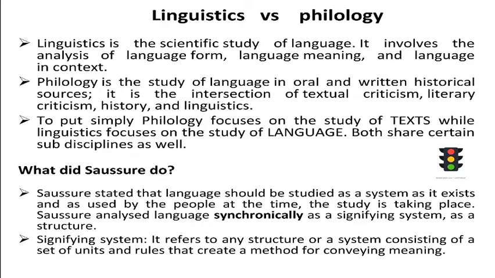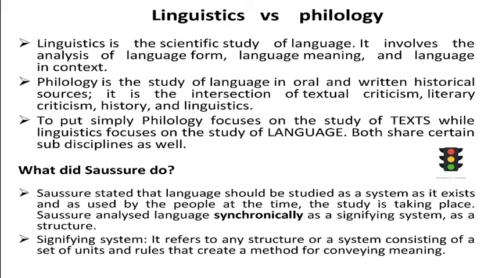Now, what's a signifying system? Examples for signifying system are traffic signals, the signals used by a referee in various sports. Signifying system refers to any structure or a system consisting of a set of units and rules that create a method for conveying meaning. It can be any kind of code, such as Morse code or a secret code. All these come under a signifying system.